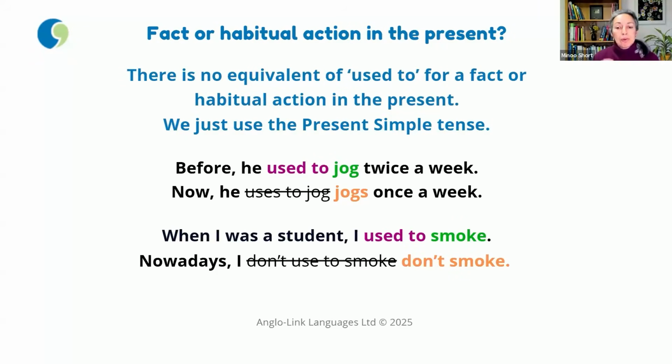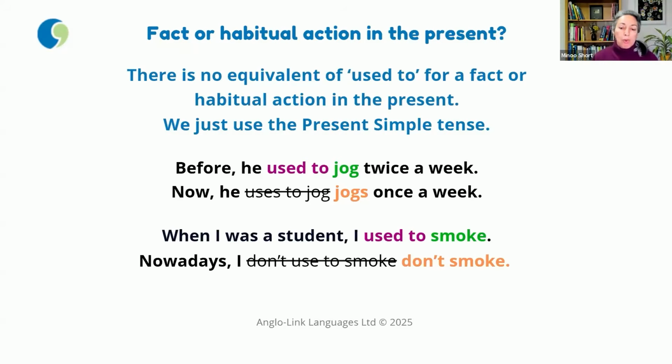We just use the present simple tense when we speak about a fact or a habitual action in the present. For example, before he used to jog twice a week, now he jogs once a week. The mistake I sometimes hear is thinking, logically of course, used to in the past, habit in the past, and used to for the present. No, used to doesn't exist on its own.